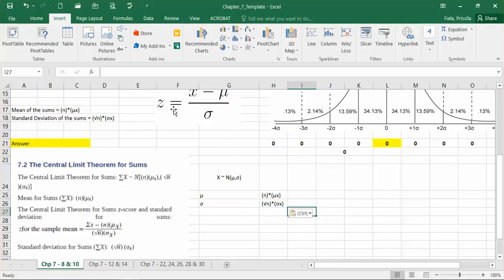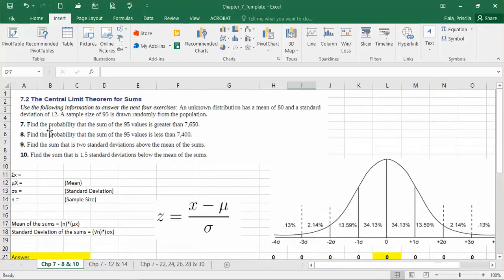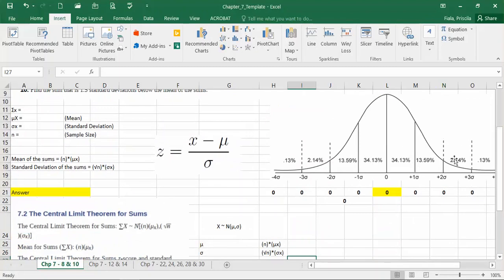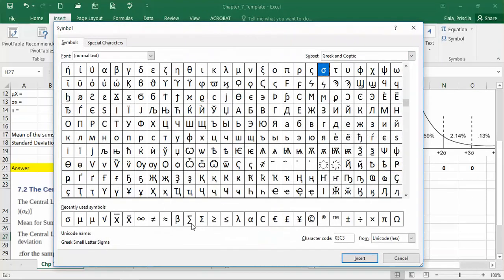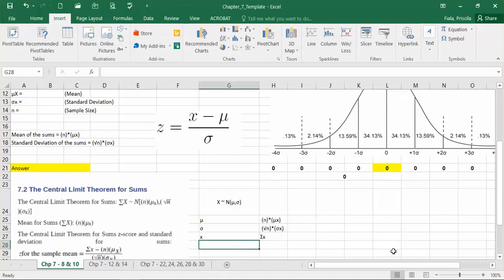And my x is going to be the sum of the values. Find the probability that the sum of 95 values. That's what it means. The sum of the values right here is going to be the same as my x. So my x is actually the sum of values.